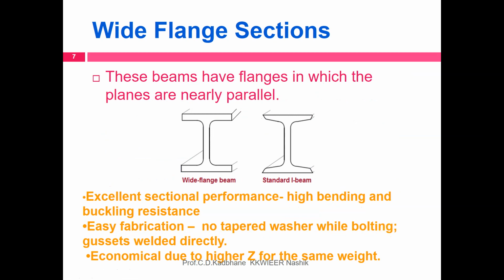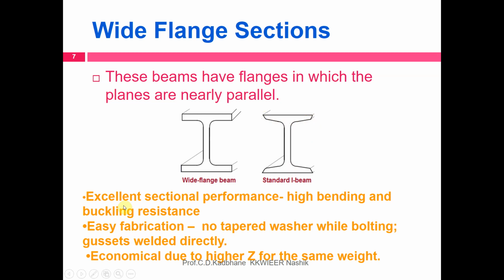Now let us learn about wide flange sections. These beams have flanges in which the flange planes are nearly parallel. Whereas this is a standard section, here the bottom portion of the flange, in the wide flange, are parallel to each other, whereas in the standard section these portions are somewhat sloping towards the web. And here then they are connected by means of a certain root radius. Here there is a radius, here there is a radius or rounded.